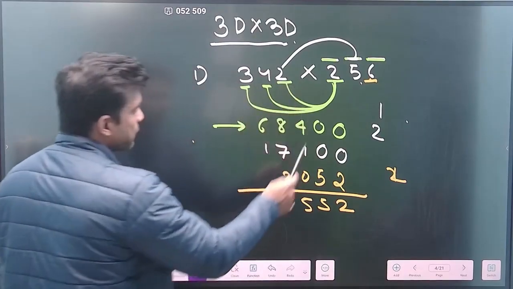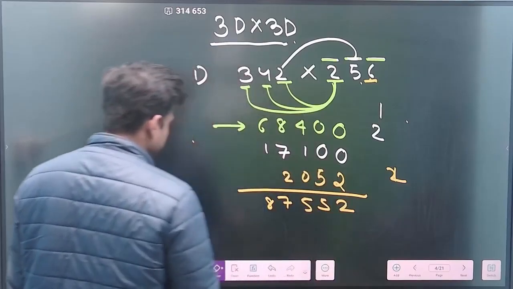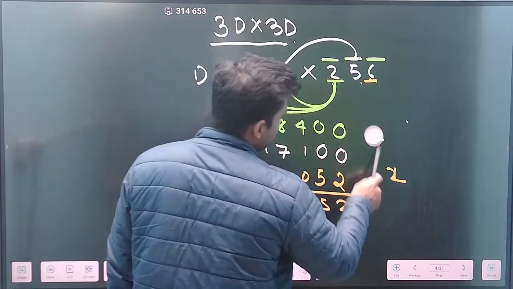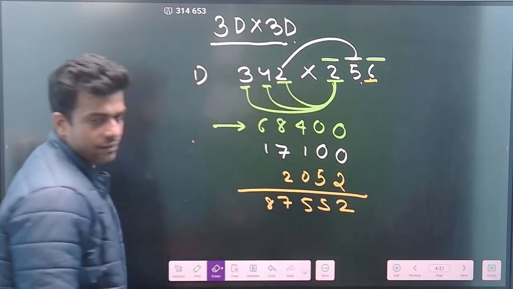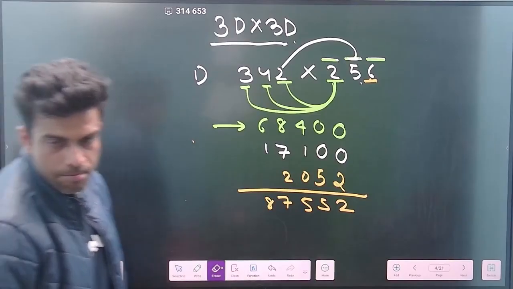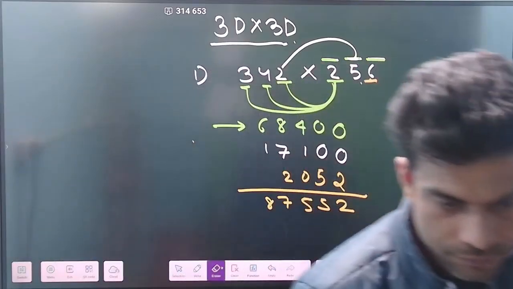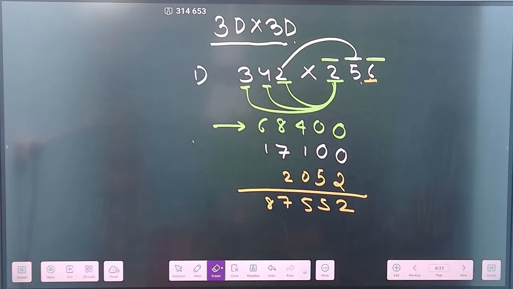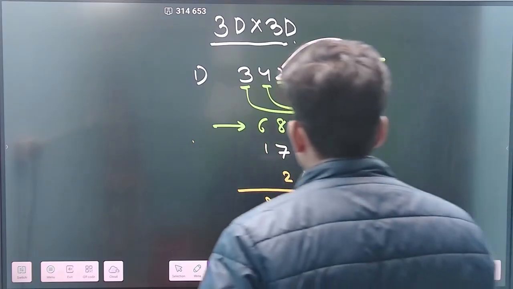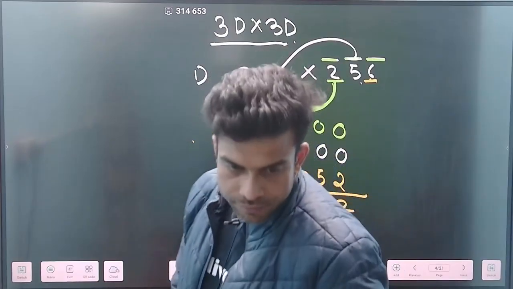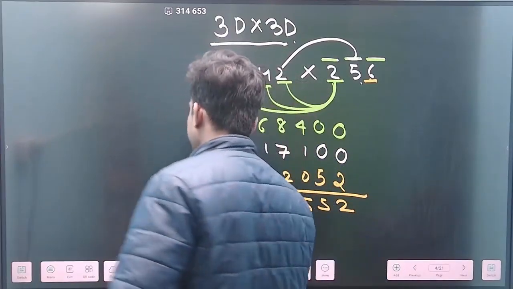Now, should I explain one more time, or is it clear to all of you? Sangeeta, should I explain this one more time, or is this clear to all of you? I hope this is clear to all of you. Or should I take one more example? Let me take one more example and let me make you understand.